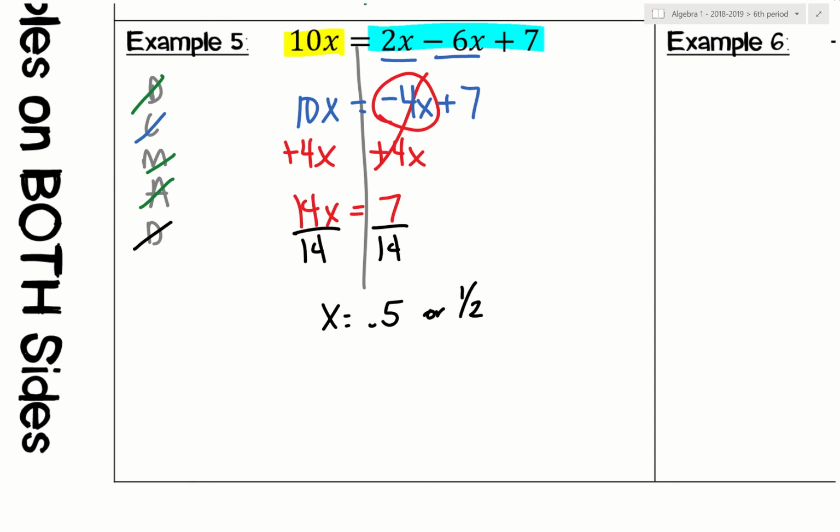Got it? Okay, for the remainder of the period, feel free to work on your homework. It's 8 questions. It's on the back of that mice maze. Good job.